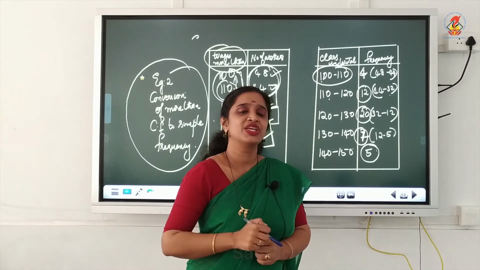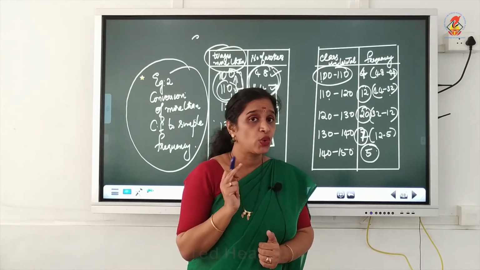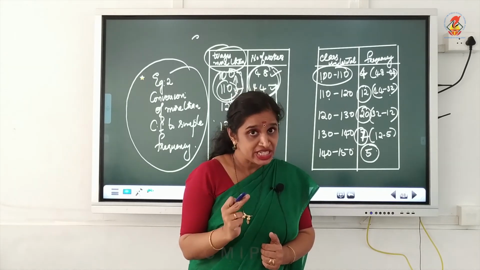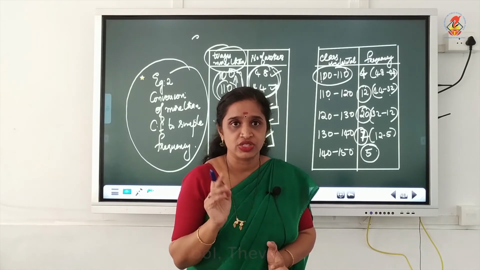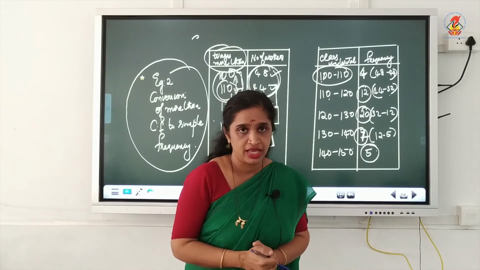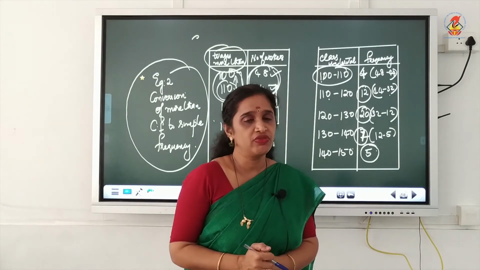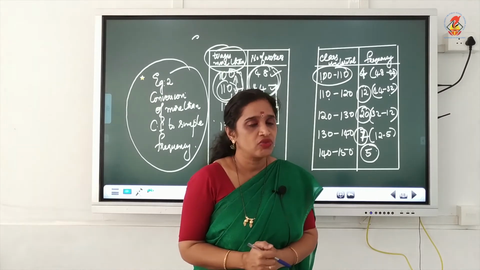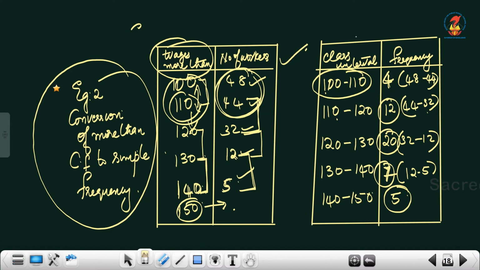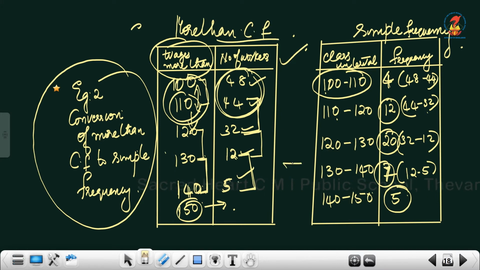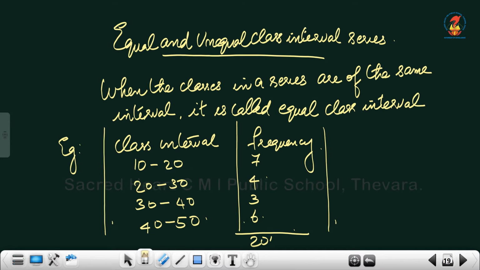But we have to write it as between 140 to 150, because our question is more than 140. So you have to write the class interval as 140 to 150 with the class size of 10, because we don't have the value for 150. Therefore, we deduct 5 with 0. 5 minus 0 will give you 5. This is how we convert more than cumulative frequency to a simple frequency. I hope it is clear to you.